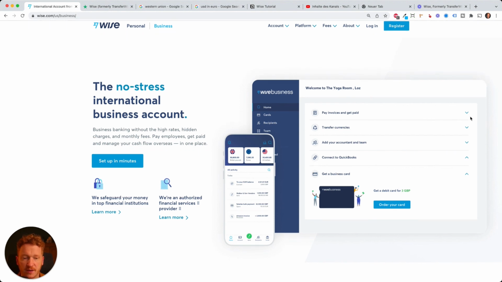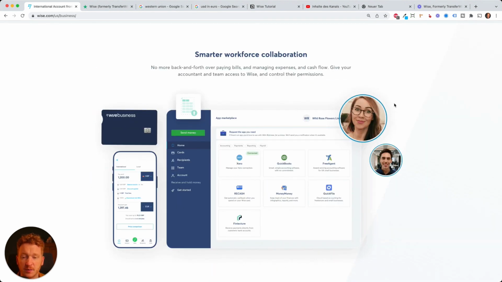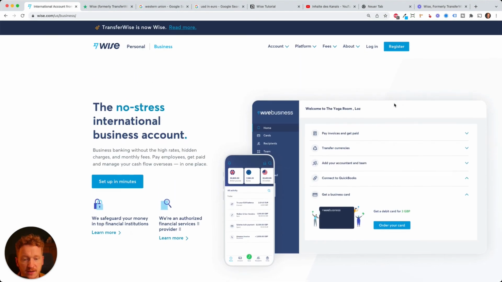So the user interface, as you see, is quite well designed, as is the whole homepage here. I really like it. I used it to pay some suppliers in China, and I used it to transfer some money to some friends over in the US, and it works really great. I never had an issue so far.